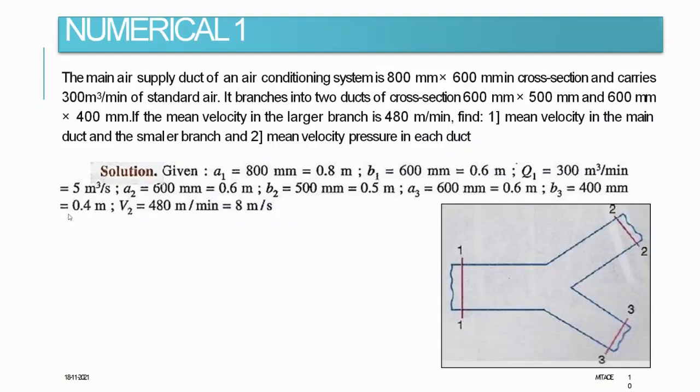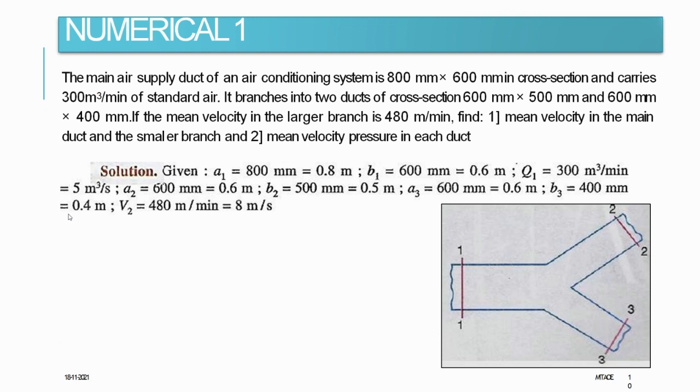So hello guys, in our previous video we have seen the types of ducts, classification of ducts and Bernoulli's equation. Now in this class we will solve a numerical. The main air supply duct of an air conditioning system is 800 by 600 in cross section.